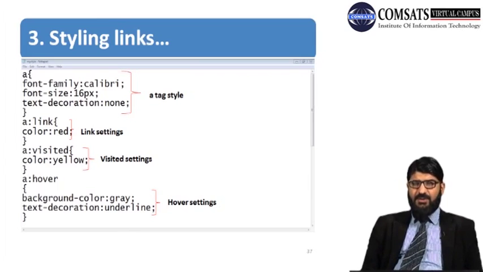Then again for a link, you want the link to be red, so color is mentioned red. And then for a visited link, you want to change the color of the visited link, so you have mentioned the color yellow for the visited link. And then hover for that particular mouse action. Here you have mentioned the background color gray and text decoration as underline. So if you see, the first one is the text style, the second one is the link setting, the third one is the visited link setting, and the last is the hover setting for the link.